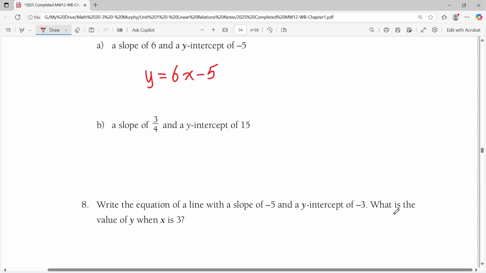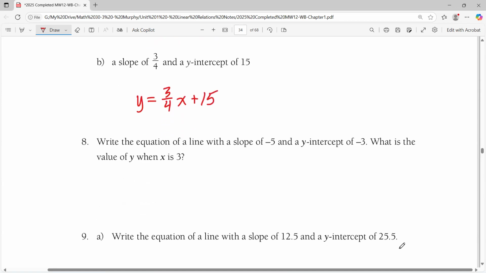And then 7b, y equals, it says the slope. So that's 3/4 times x. And you can just put the x right beside it. You can put it in the middle of the fraction. It doesn't have to be attached to one of the numbers. And a y-intercept of 15. So this would be a positive number, 15.